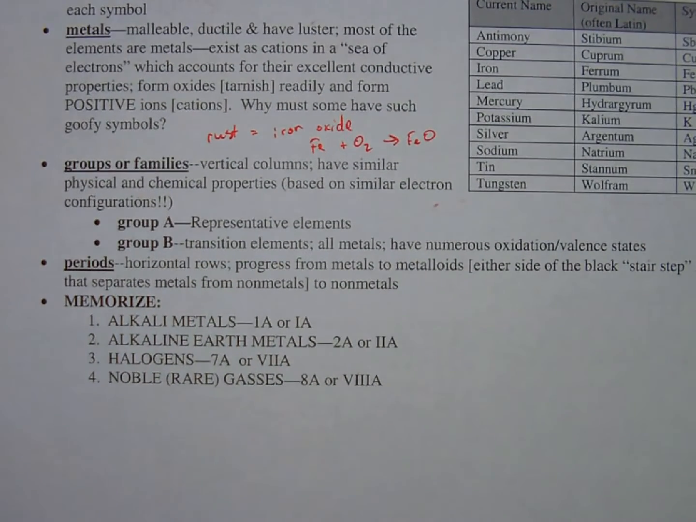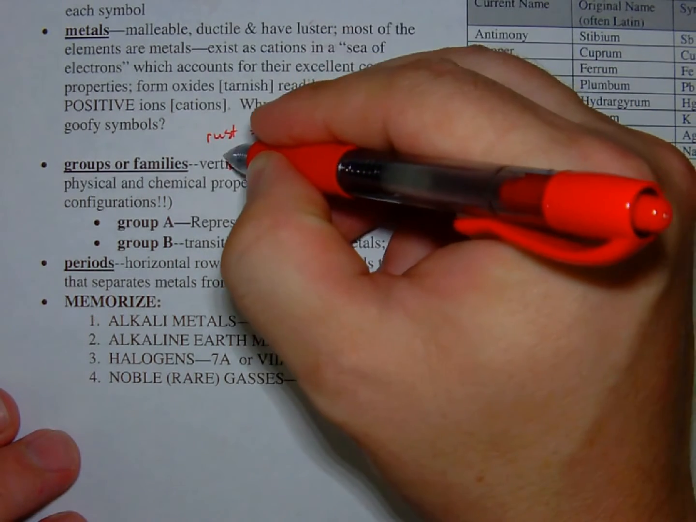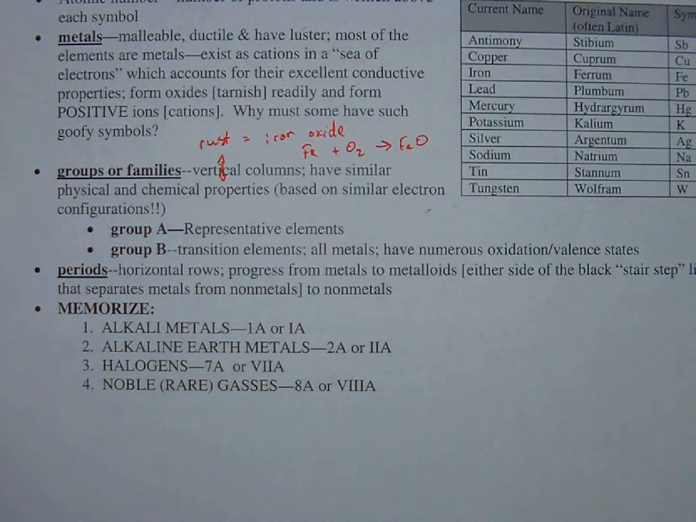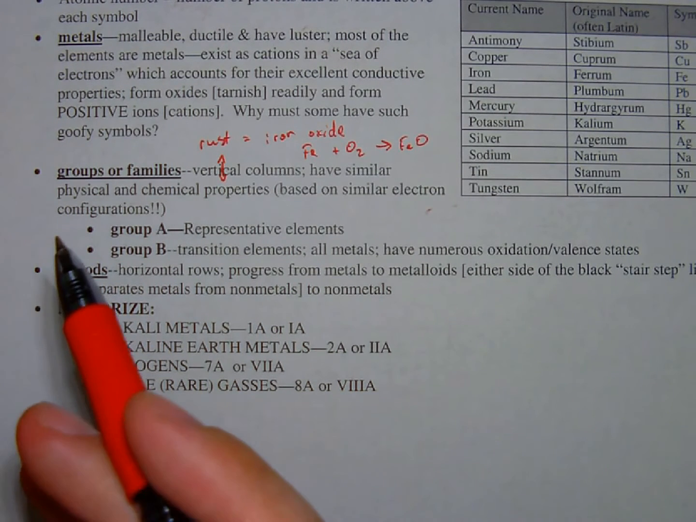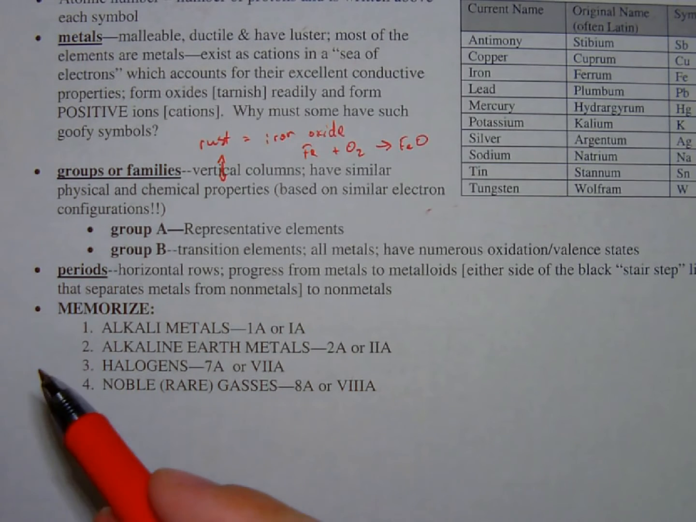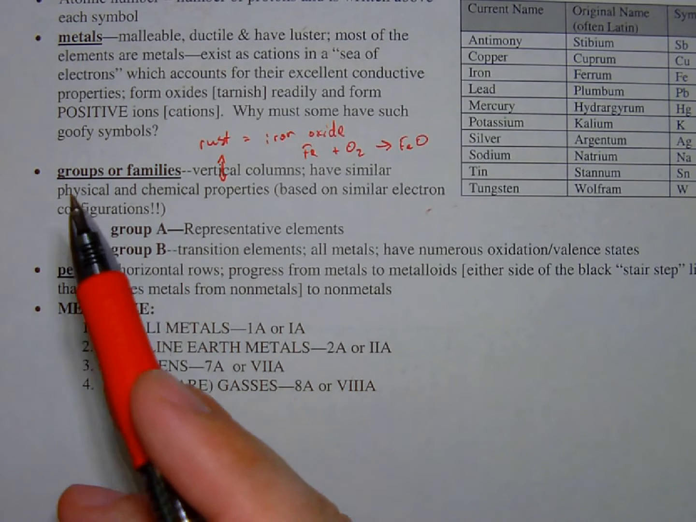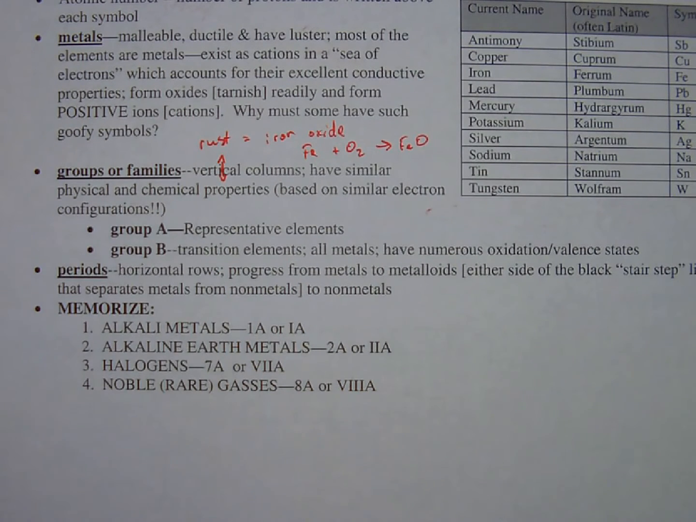So we have a couple different organizational strategies on the periodic table. We can organize elements in groups or families. These are the vertical columns, meaning they go up and down. Elements that are in the same group or family have similar physical and chemical properties, because remember, bonding is based on electrons. And all the elements in the same group or family are going to have a similar electron configuration. So if they have similar electron configurations, they're going to have similar chemical activities.